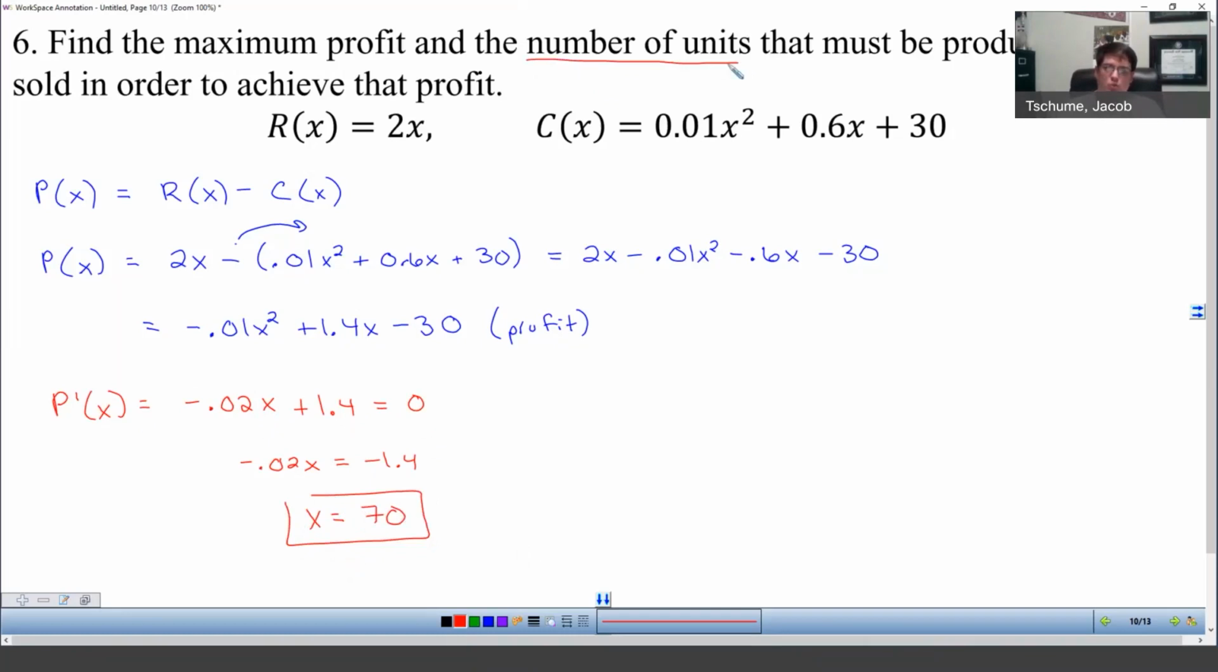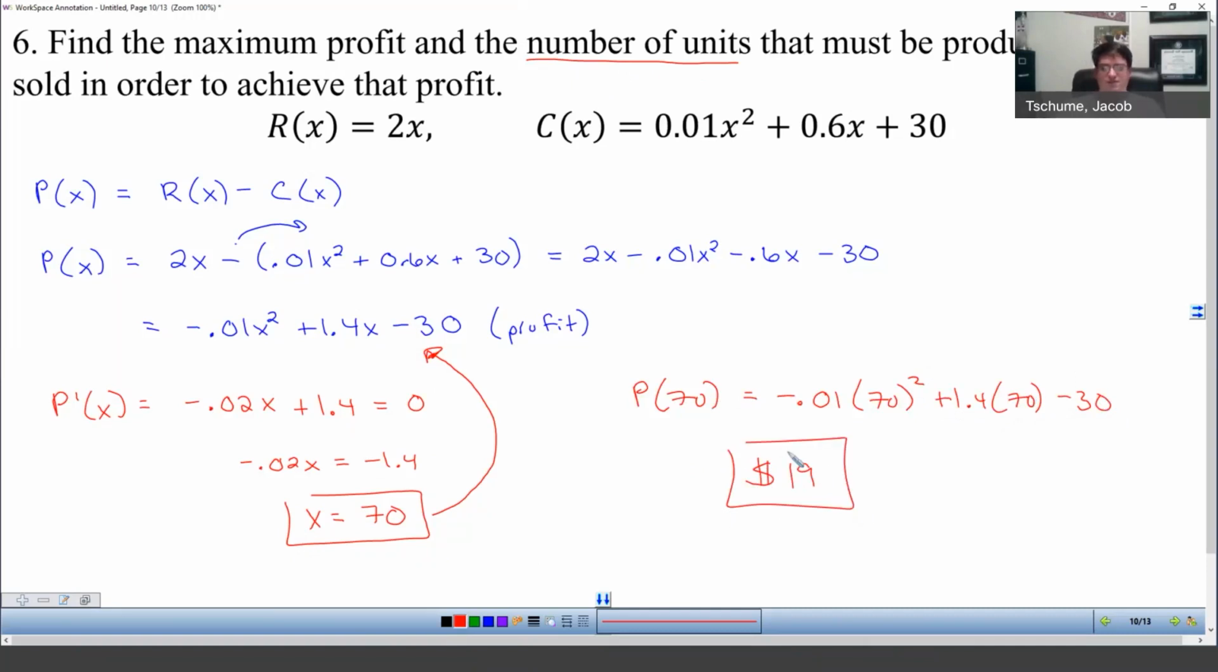It also asks for the actual maximum profit. So you need to take the 70 and plug it back into the profit function we found here in blue. So capital P of 70 would be negative 0.01 times 70 squared plus 1.4 times 70 minus 30. And then I can type all this in. So give me a second here. That gives me, a big profit here, a profit of $19. So a lot of the problems that I've made up are not realistic. They're just more to make sure the numbers come out nice, or at least as best as possible. But that's your idea. It takes 70 items to maximize your profit, and you will maximize your profit to be $19 if you produce and sell 70 items.